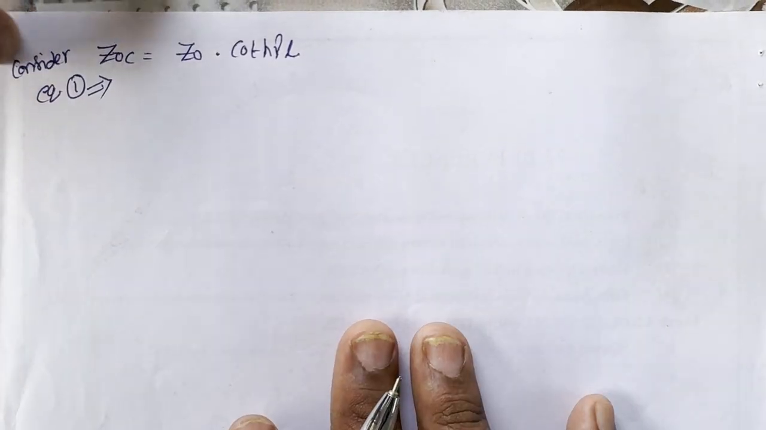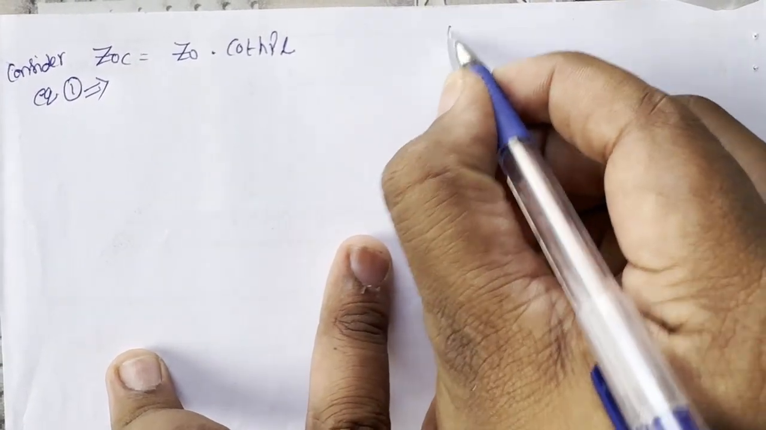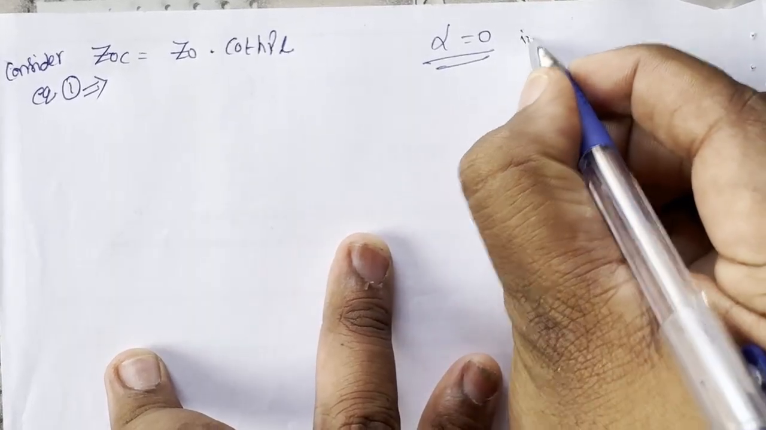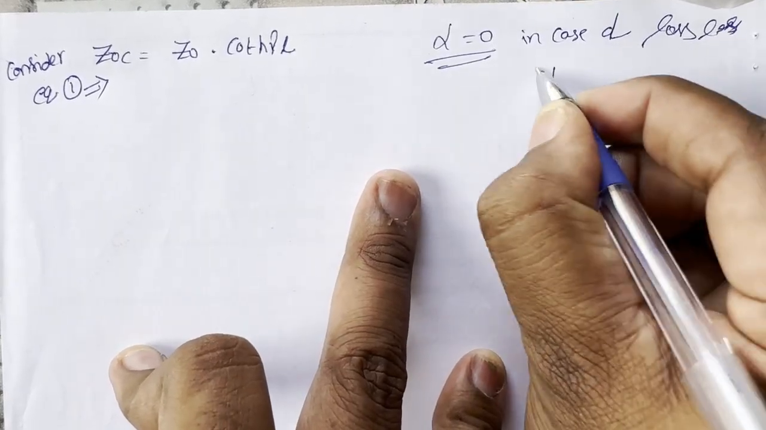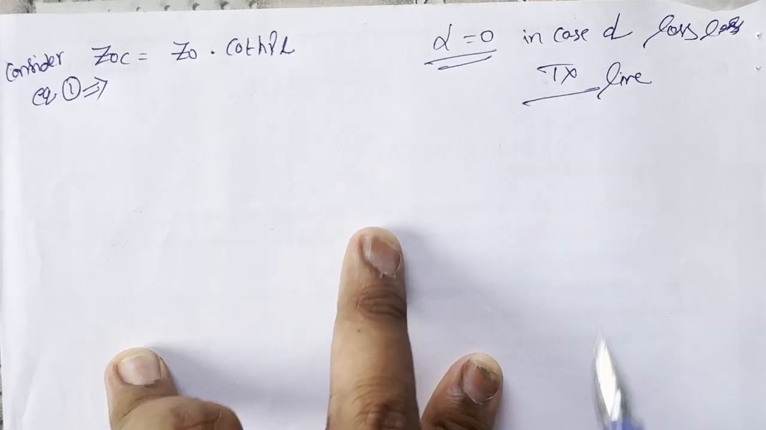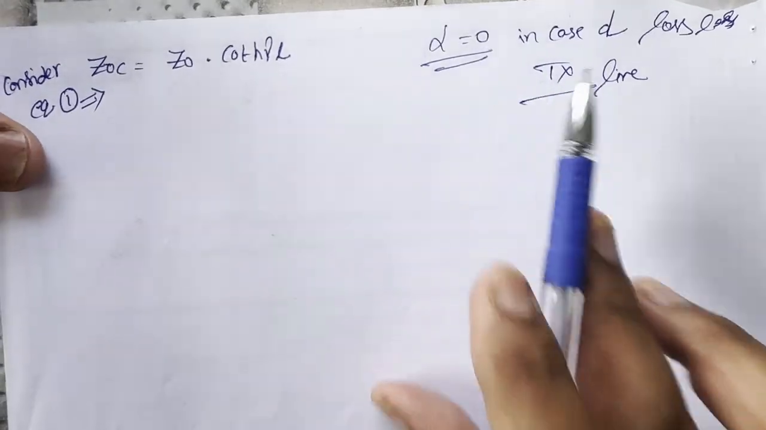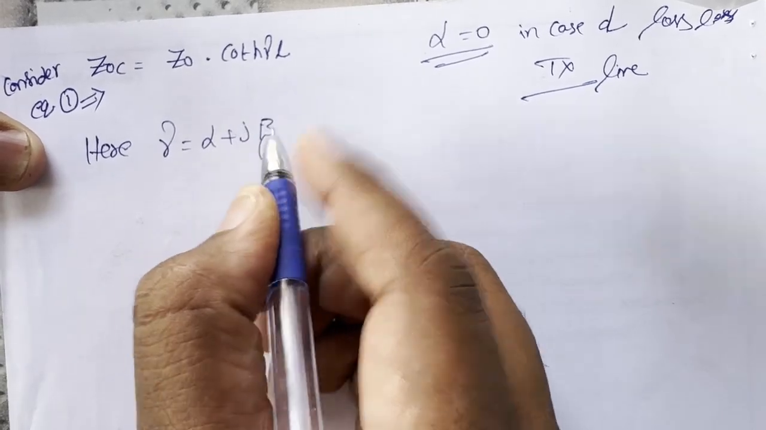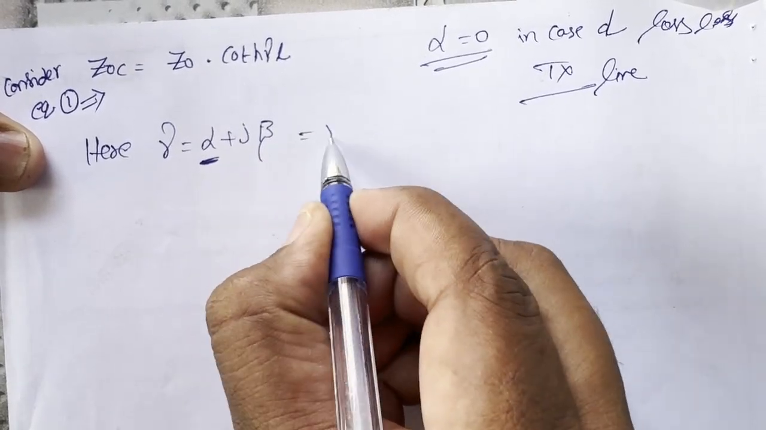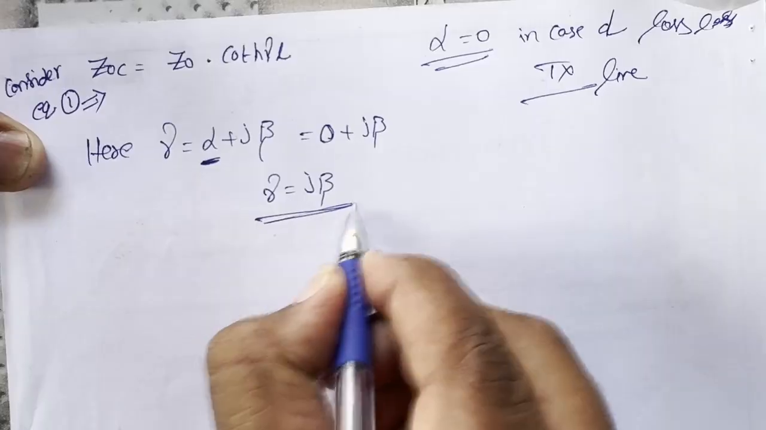Then here ZOC equals jZ0. In case of a lossless transmission line, the value of alpha is equal to 0. Then gamma equals alpha plus j beta. With alpha equal to 0, it becomes 0 plus j beta. Then gamma equals j beta.